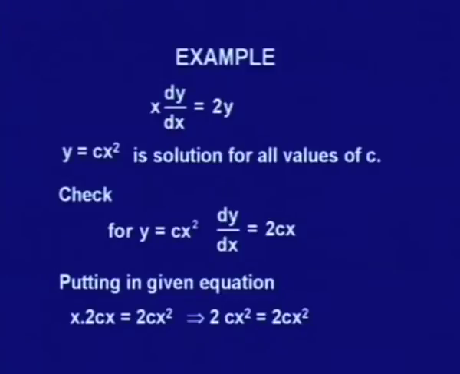What it says is that we are getting not only one solution, but many solutions; for each value of c I will get one solution. So, this cx square will be called the general solution of this differential equation.